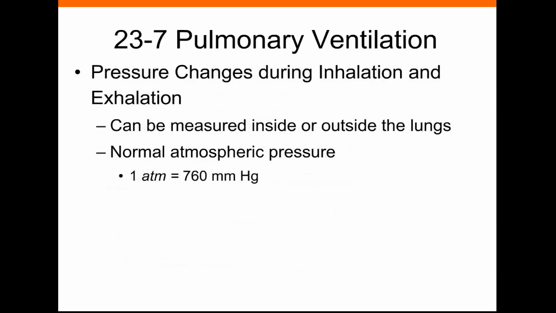So pressure changes during inhalation and exhalation can be measured inside or outside of the lung. Normal atmospheric pressure, 1 atm, 1 atmosphere, is equivalent to 760 millimeters of mercury. So the pressure of 1 atmosphere will raise a column of mercury 760 millimeters above sea level.